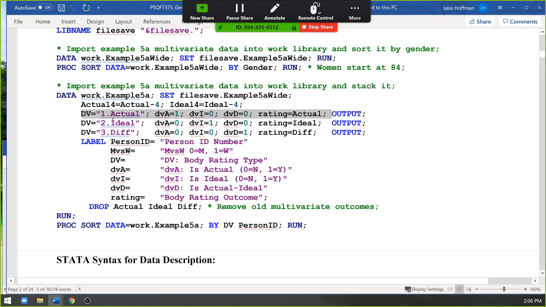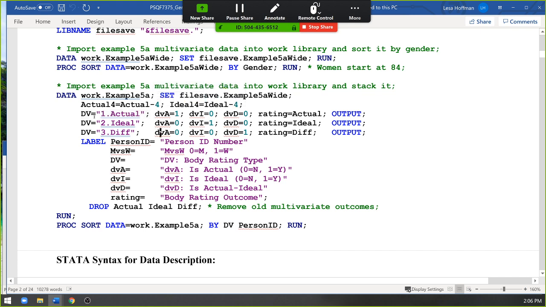So the first row I have designated as the actual row. So I filled in, this is actually a string variable that I created. It's a lazy way of making a categorical variable that has value labels embedded in it. SAS lets you do that, so I'm lazy. It just saves a couple steps.